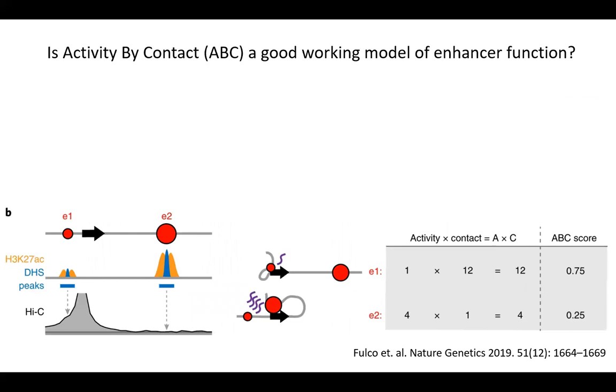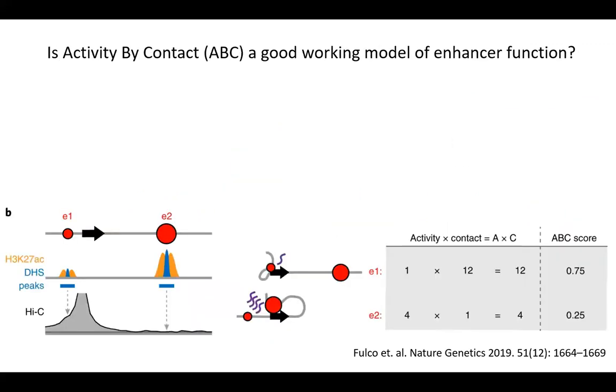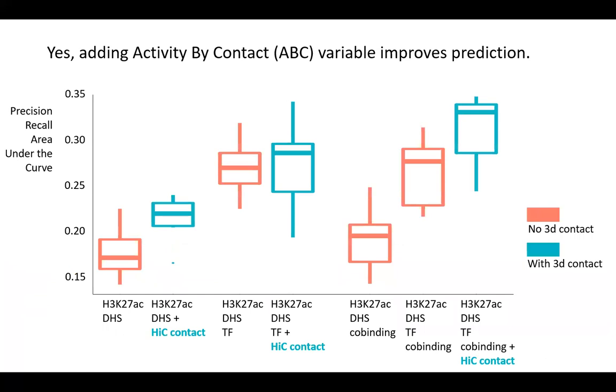So now we're going to look at whether that model that Fulco et al. derived from their data is a good working model of enhancer function, by including that variable in the model. So if you add that ABC variable, which, just to remind you, combines the strength of the enhancer measured by the enhancer-marked peak multiplied by the contact frequency, that's their model. And if you add that score into the model, it increases the predictability quite a bit.